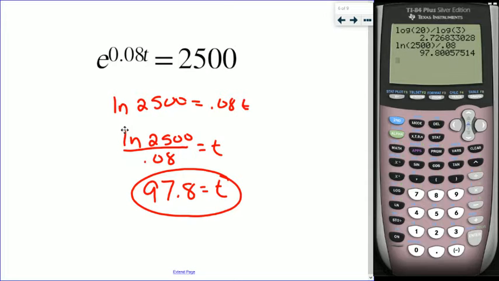All right, so we can convert to a logarithm, then use our technology and our knowledge of logarithms and how they work to help us get to a solution.